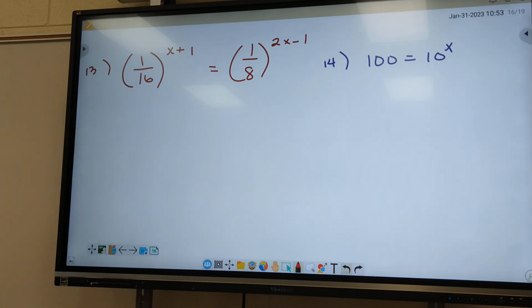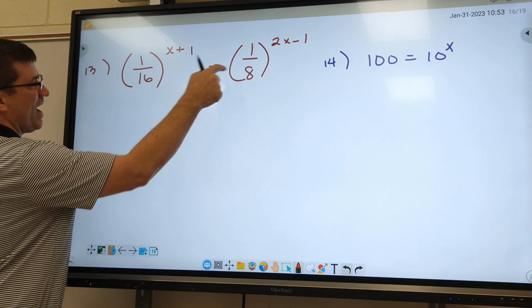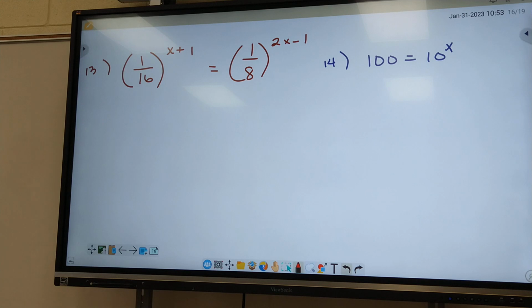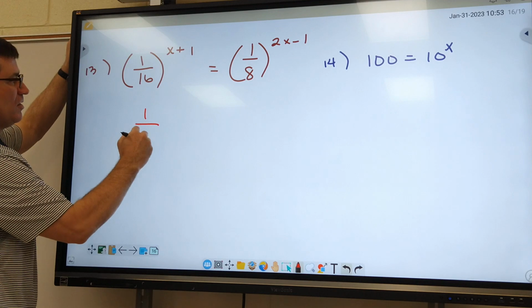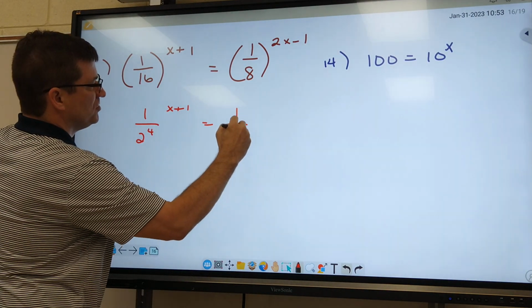All right, 13, we got a problem. We got 2 fractions, but it's okay. I can change both of these. So I got 16 and I got 8. Look on the board. Find 16 and 8 in the same column so we can change them to the same number. There it is. 16 and 8 changes to 2 to the fourth and 2 to the third. Okay? So I got 1 over 2 to the fourth. And I got 1 over 2 to the third.